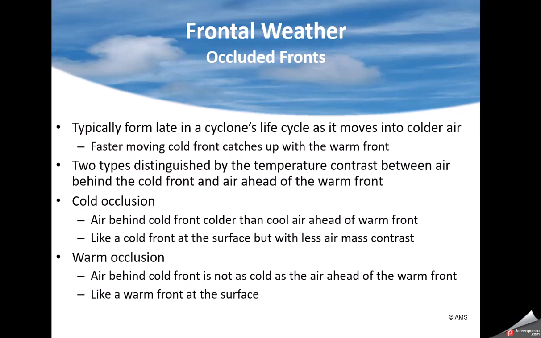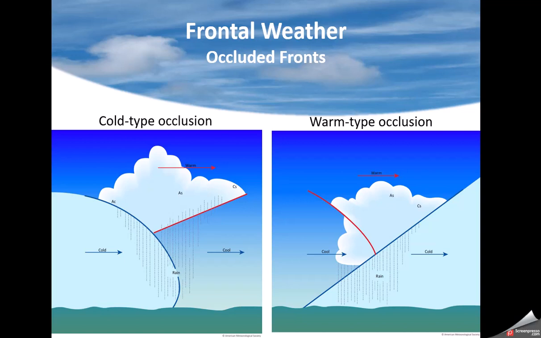Occluded fronts, I showed you one earlier. All they are is two cold air masses meeting, and the warm air has been pushed aloft. Whether it's a warm occlusion or a cold occlusion depends on which kind of cold air it is. Is the cold air coming in behind the occlusion cooler than the air ahead of it, or is it just a little bit cooler behind it and colder out ahead of it? There are different kinds of occlusions that we're going to see.